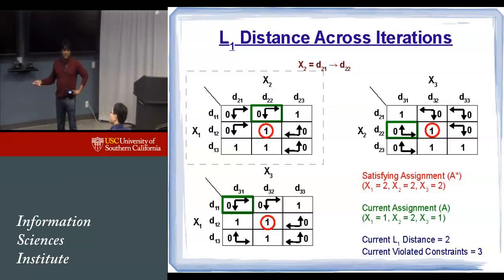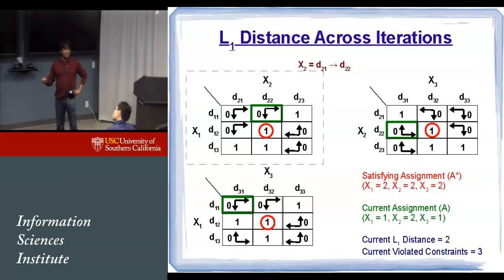So what happened to the L1 distance? It decreased. It became 2 now between these 2 assignments. But what happened to the number of violated constraints? It increased to 3. So the number of violated constraints increased, although the L1 distance decreased. This is important to remember because my argument is going to be on the L1 distance.